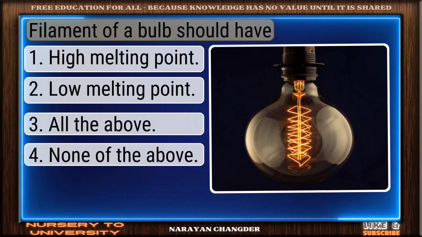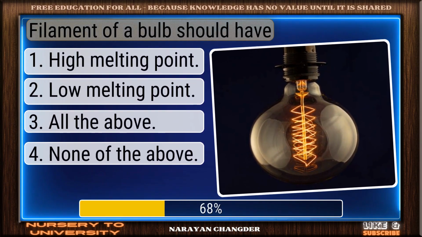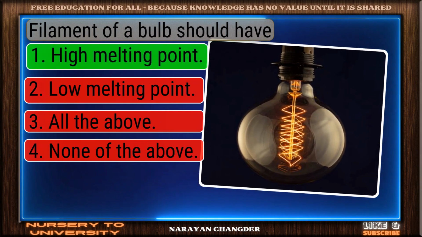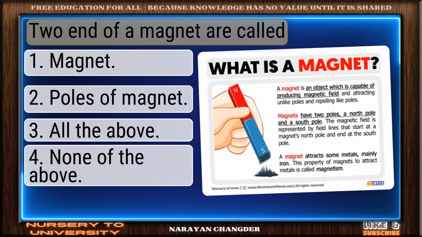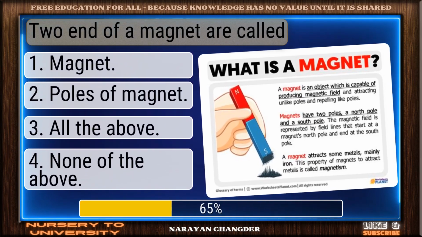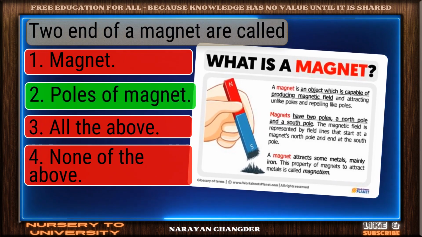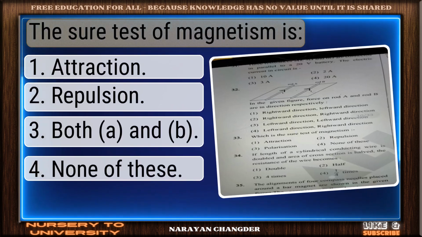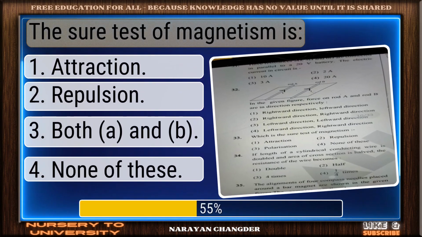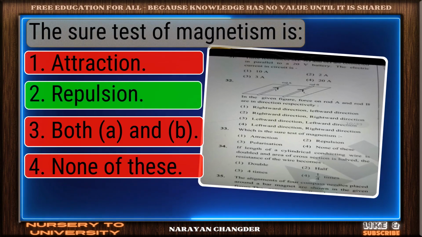Question number 231. Filament of a bulb should have. Nice selection. High melting point is the correct and valid answer. Question number 232. Two ends of a magnet are called. Smart pick. Poles of magnet is the correct choice. Question number 233. The sharpest test of magnetism is. Strong choice. Repulsion is the right answer.